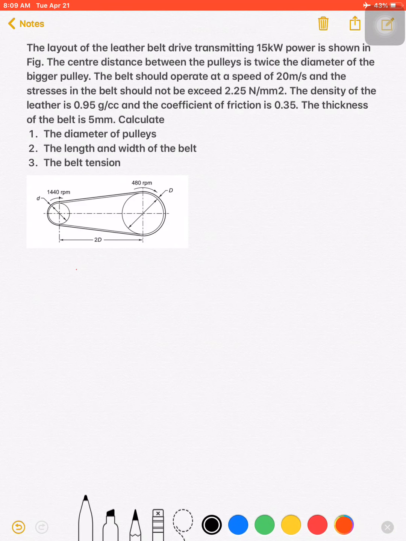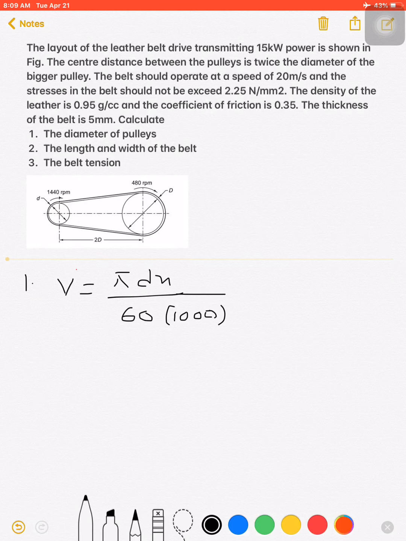Let us solve this problem. First step is finding the diameter of the pulleys. The given data: we know the velocity of the belt, V is equal to pi d N by 60, if the diameter is in terms of mm, divided by (60 into 1000). Now if you substitute all the values, we can find out the diameter.